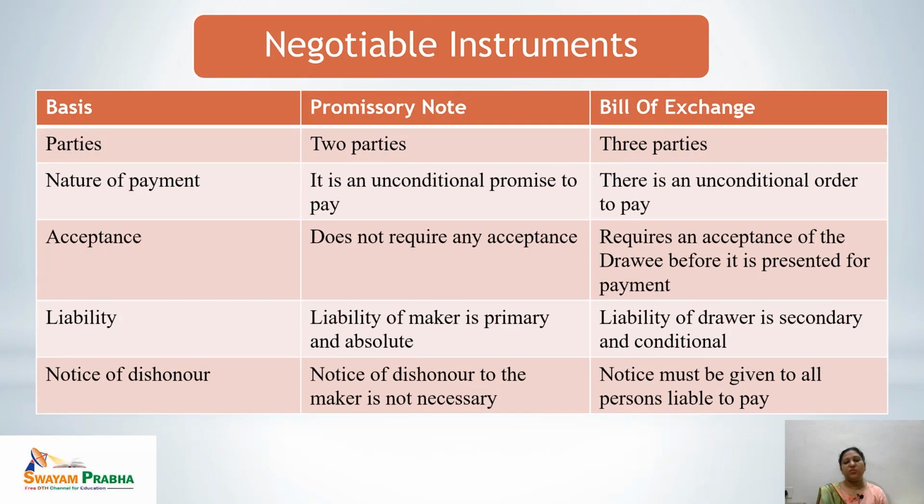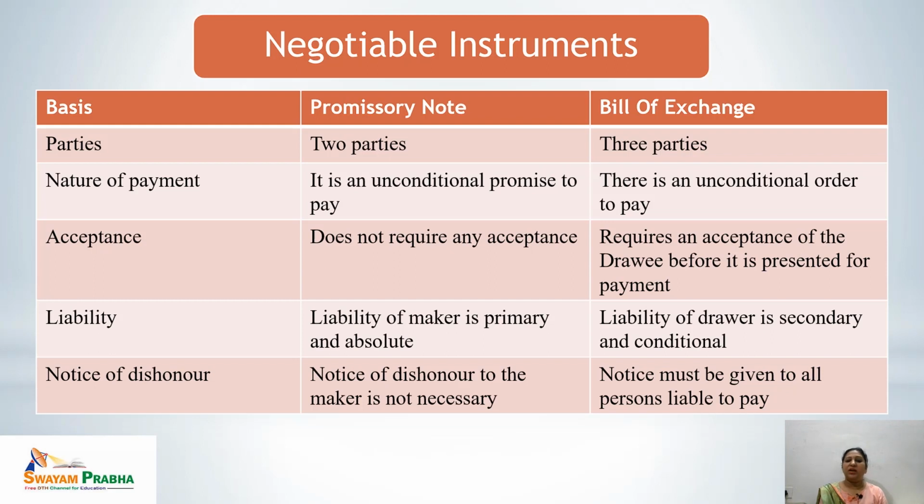So there is a difference between the promissory note and bill of exchange. Otherwise, mostly both of these look the same. The features are almost the same, but still there are a few differences which clearly demark that these two are different types of negotiable instruments. Let's read them. The first difference between promissory note and bill of exchange is the number of parties. In the promissory note, there are two parties involved, whereas in the bill of exchange, there are three parties: drawer, drawee, and payee.